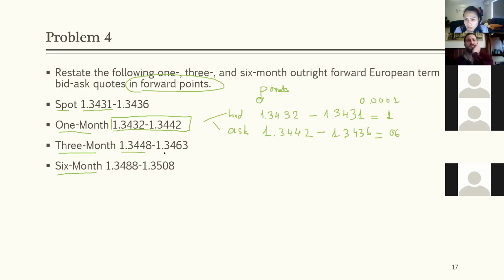So if I do the same thing for the 3-month and the 6-month maturities, I'm going to find the forward points for these 2 maturities as well. Okay, so I'll give you guys about 1 or 2 minutes. And can you please help me compute the bid and ask forward points for each of these maturities? Okay.